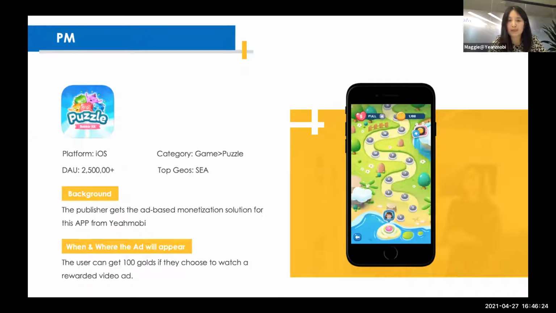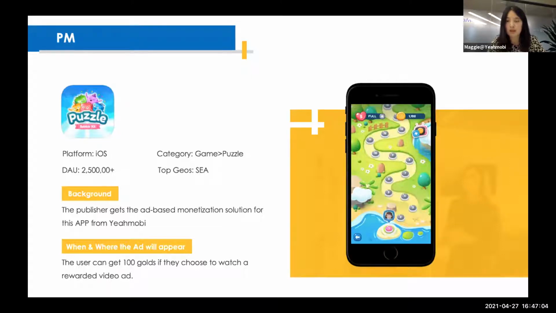As for the publisher side, we help publishers monetize their app and their users. Here's an example of one of our publishers. This is the app Puzzle, and they have global users in the US, China, and Japan, around 6 million users globally. Since it's a free app, they also wanted to consider how to monetize it.